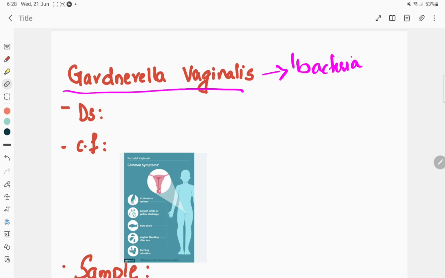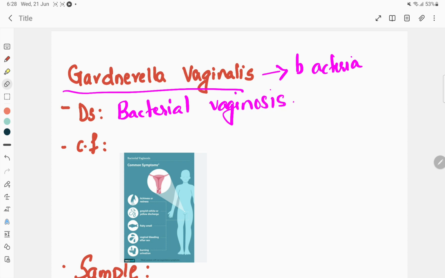It comes under the miscellaneous category. We have a classification of bacteria. It comes under the miscellaneous category. Now what is the disease that it causes? Very important, it causes a disease called bacterial vaginosis, a very important topic in OBG.